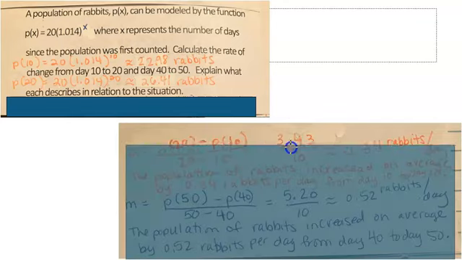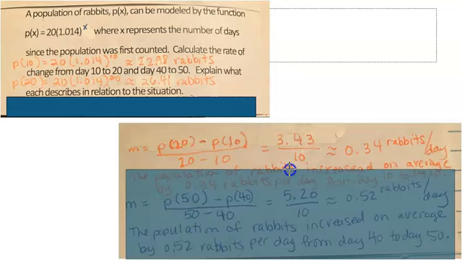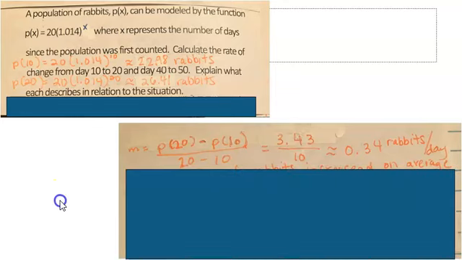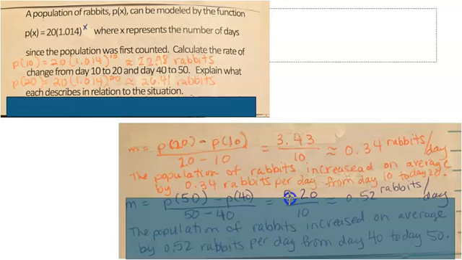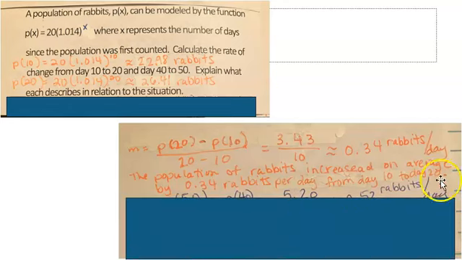I now have my f of b and f of a, and I can now use my formula to set up my rate of change. So I've got p of 20 minus p of 10, that's my change in y, divided by 20 minus 10, which is going to be my change in x. And when I do that, I get 3.43 over 10, which is approximately 0.34 rabbits per day. So for that explanation, we've got a population of rabbits that are increasing, on average by 0.34 rabbits per day from day 10 to day 20.